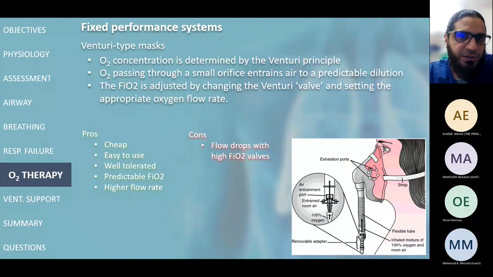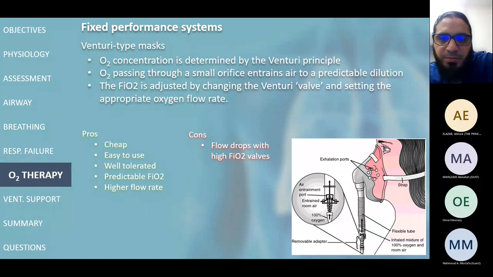Now we will move to the fixed performance system, which is the Venturi masks. The difference between the Venturi and the simple mask is it has a valve in it. It uses the Venturi principle. It's basically the pressure of the flowing gas will entrain air with it, and it will add to the flow rate. So the flow rate in this mask will be higher than the simple face mask or the nasal cannula, because it uses air with it, and it's controlled.